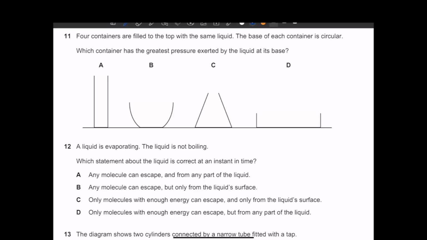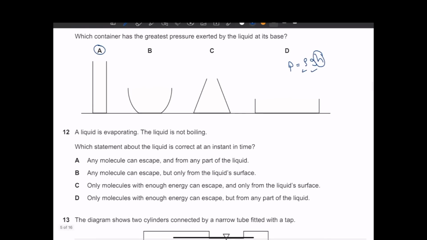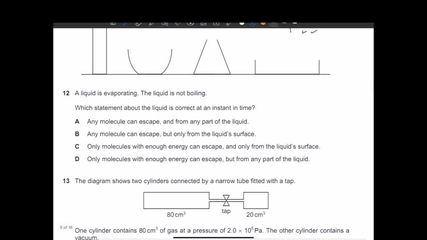If you think about the law, we said pressure equals rho g h. The same liquid means the same density, so there is no change in density. Gravitational acceleration, they are all under the effective gravitational field, so we still have h. So the highest h means the highest pressure at the bottom. So depending on that, the right answer here will be A. That was 11. Because it's more h, so we have to choose A.